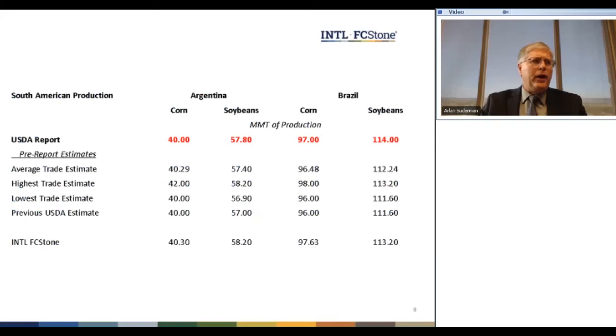No real surprise in Argentina. Maybe the soybean crop is a little bit bigger than trade expected, a corn crop a little bit smaller. No real surprise there. Not far from what we were anticipating.